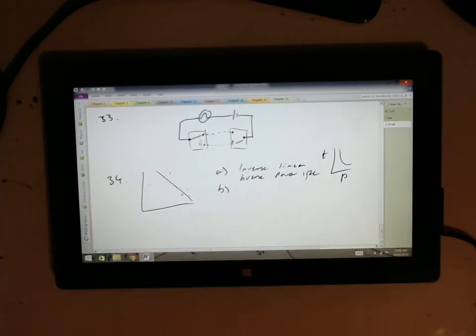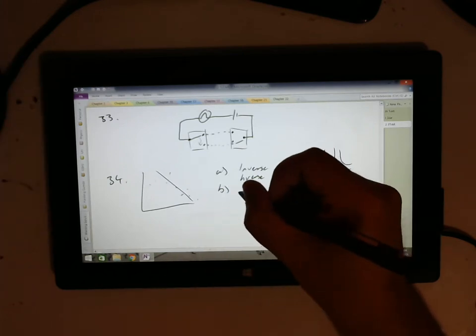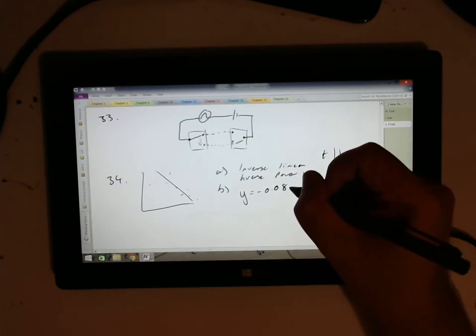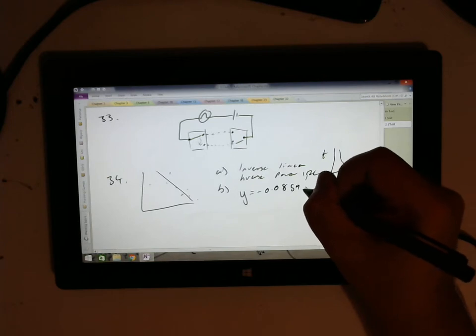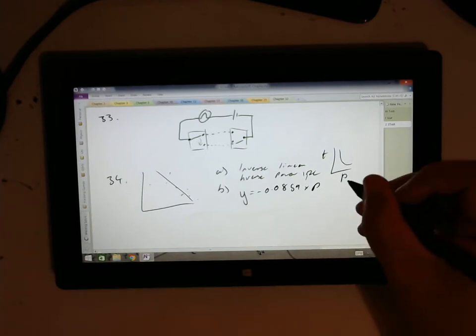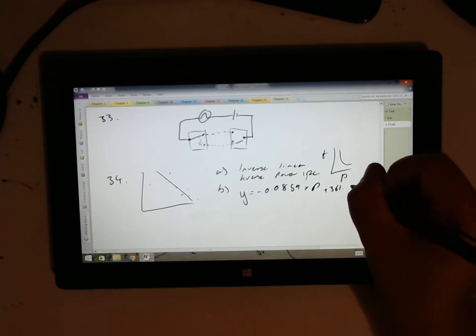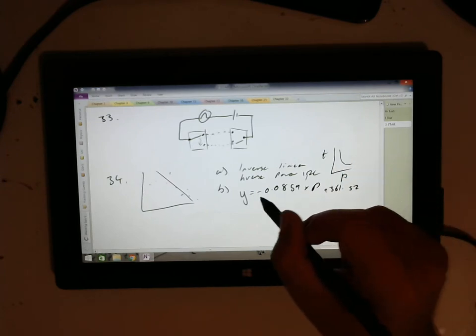Okay, question B there. Estimate the boiling time of a 1600 watt kettle and a 2400 watt kettle. Now, those two numbers are just outside of the scale of the graph, so what I'm looking for is the trend line to work that out. What I'm going to use is my trend line: y equals negative 0.0859 times P, because I have power on the x-axis, plus 361.52. So whatever power I put in is going to be multiplied by some negative number.